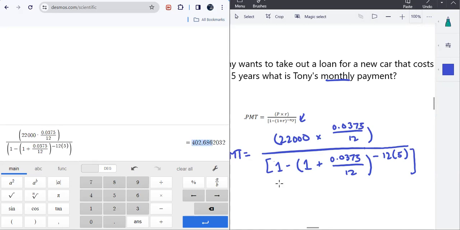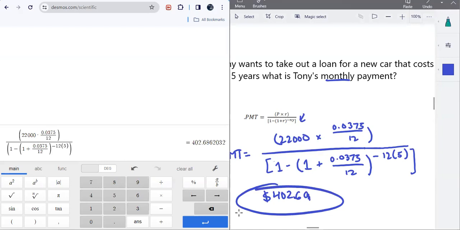So what is Tony's monthly payment? If we want to round this to the nearest cent, it looks like we have $402.69. And there we go. So if Tony wants to get this new car in 5 years, every month he needs to pay $402.69 approximately. There you have it.